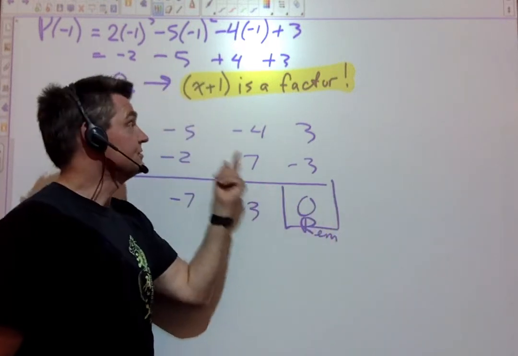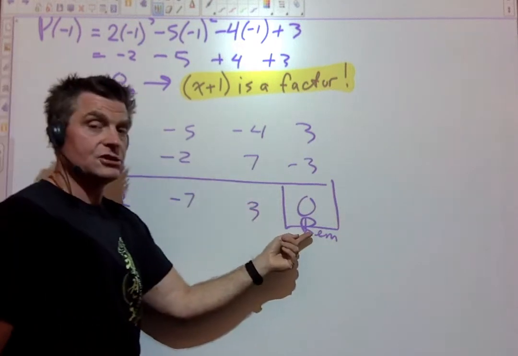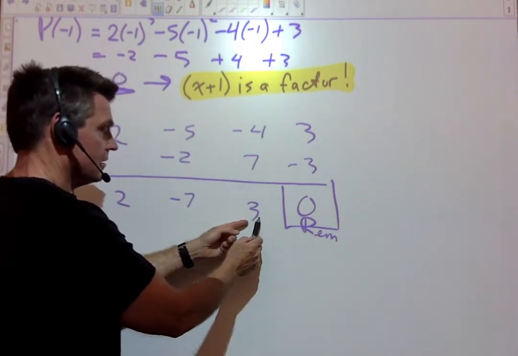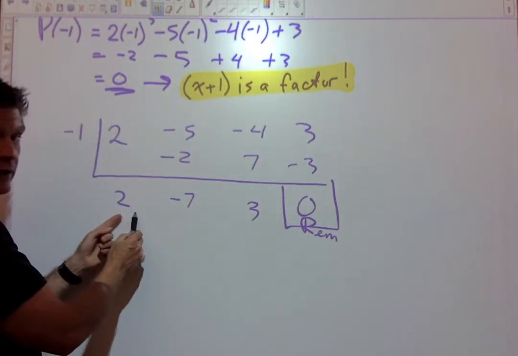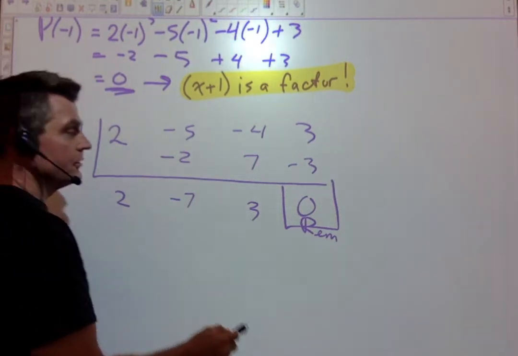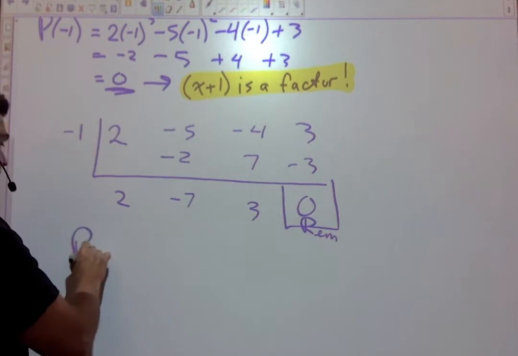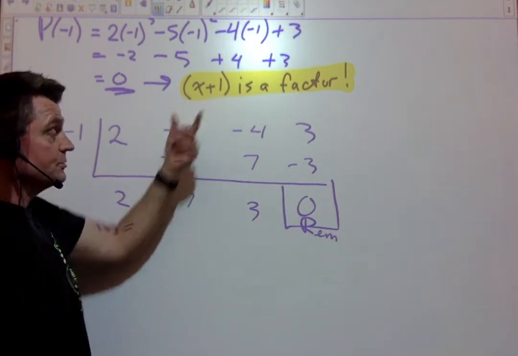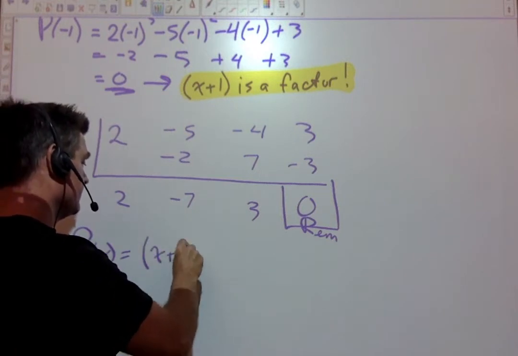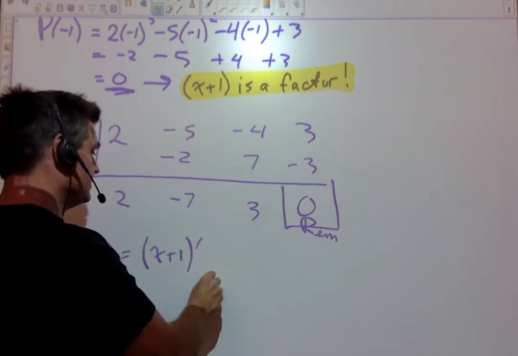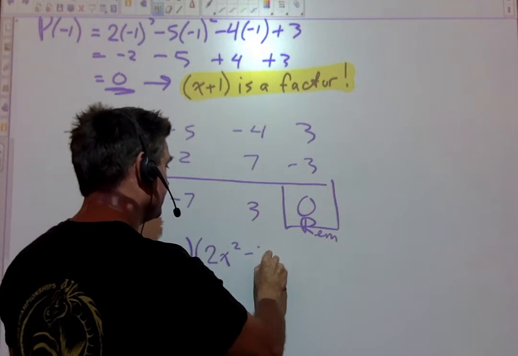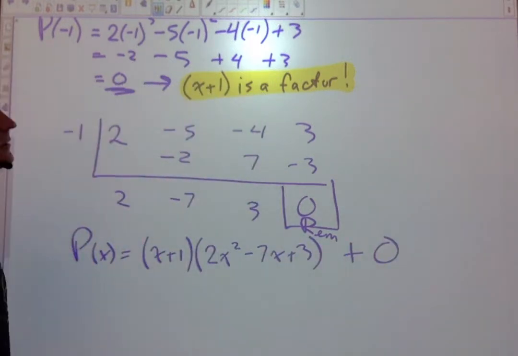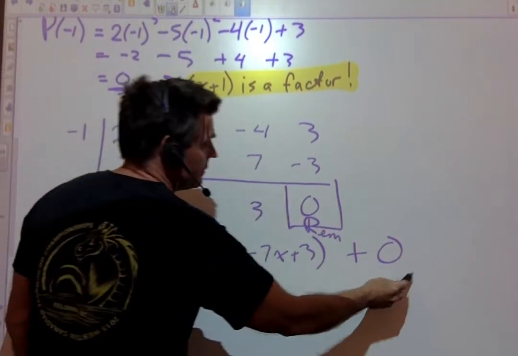I knew the remainder was 0. We already knew that. So that's a good check. This has to be 0. What is this? This is the quotient. So this is the constant, the x, and the x squared term. So in other words, remember, the polynomial is the divisor, which was x plus 1, times the quotient, which is this, 2x squared minus 7x plus 3, plus the remainder. You don't need to say plus 0. We can get rid of that.